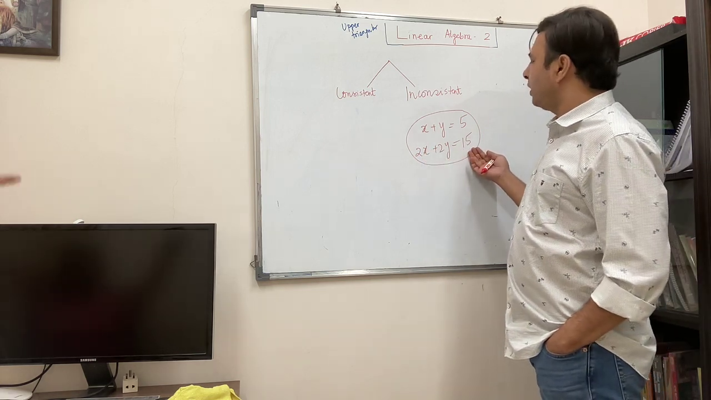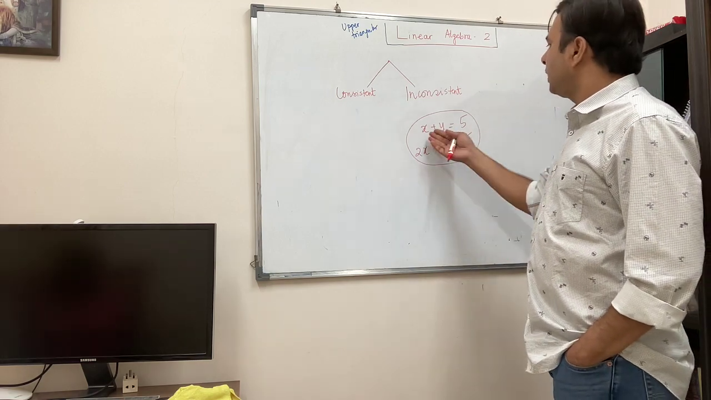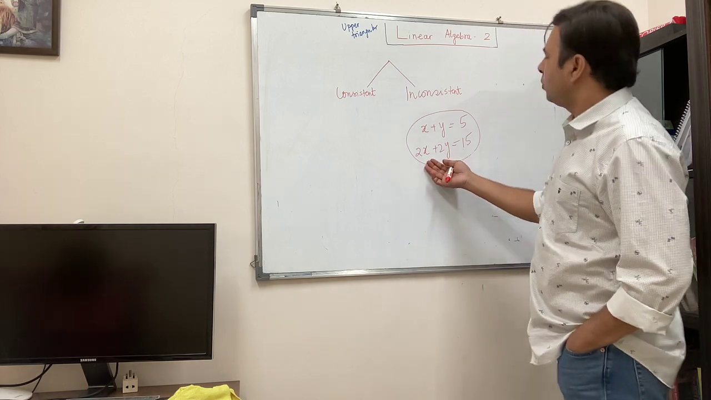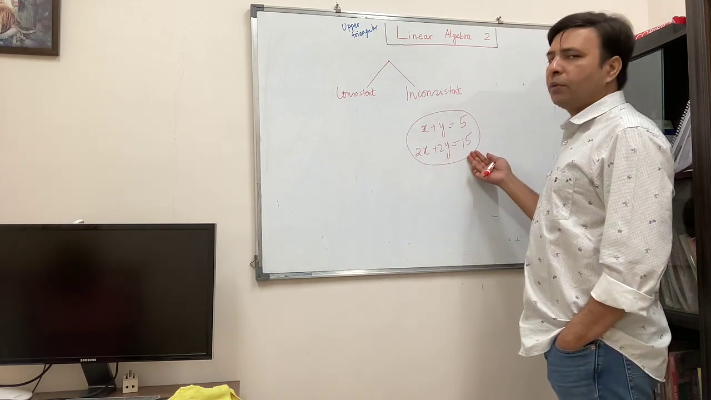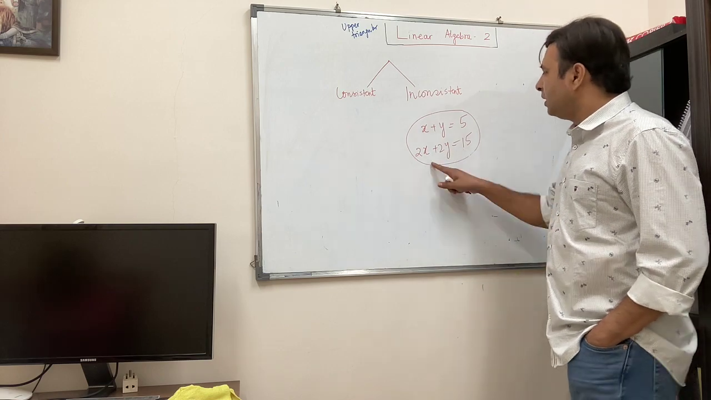If this were 0 here, then it would be a consistent equation, meaning both equations agree. But here, from the first equation you are getting x plus y is 5, and from the second equation you are getting x plus y is 7.5 if I divide both sides by 2. So they are inconsistent equations, right?